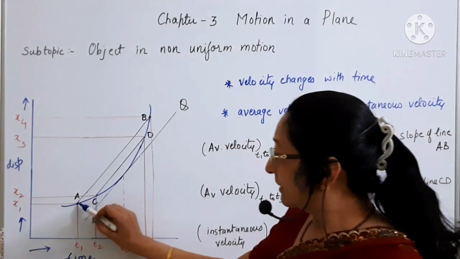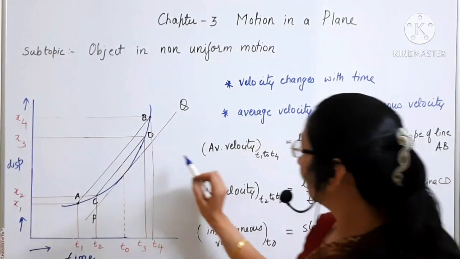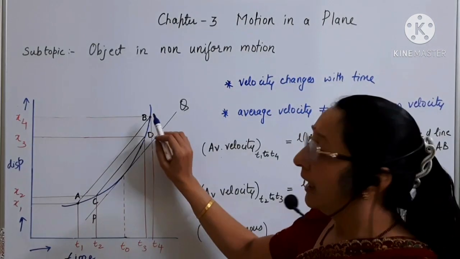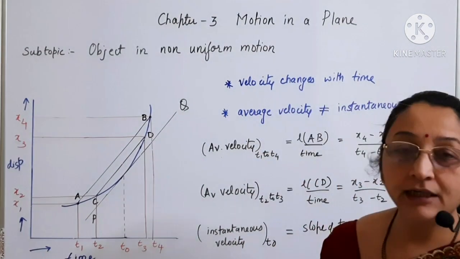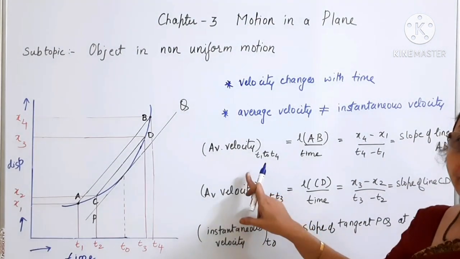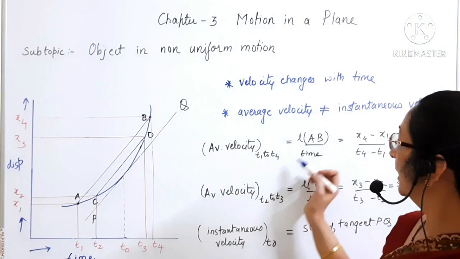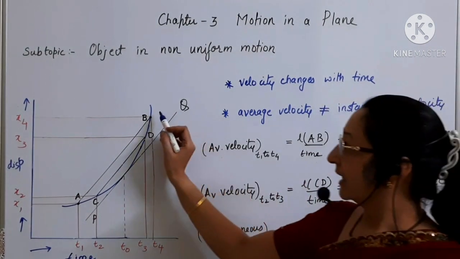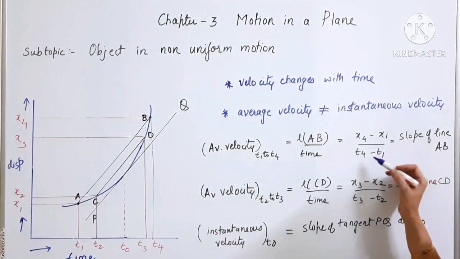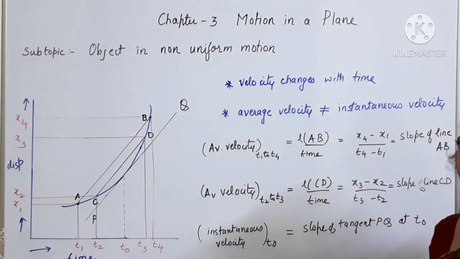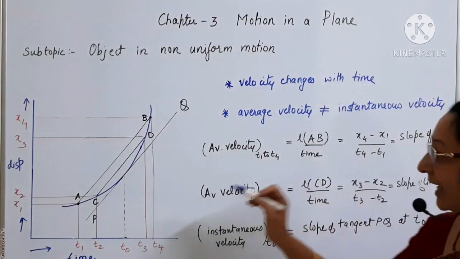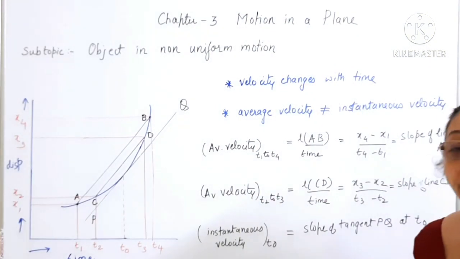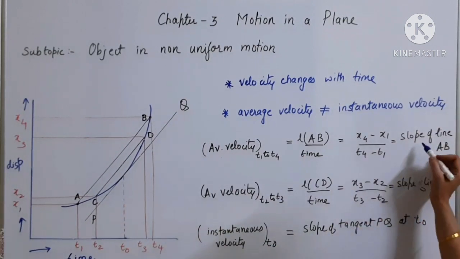For this, we will consider the particle at point A and then at point B. From time t1 to t4, the average velocity will be the length AB upon the time taken to travel from A to B. The length AB is x4 minus x1, upon t4 minus t1. But this is like y2 minus y1 upon x2 minus x1, which is the slope of the line AB. So, the average velocity from time t1 to t4 for the particle moving along this curve is the slope of the line AB.